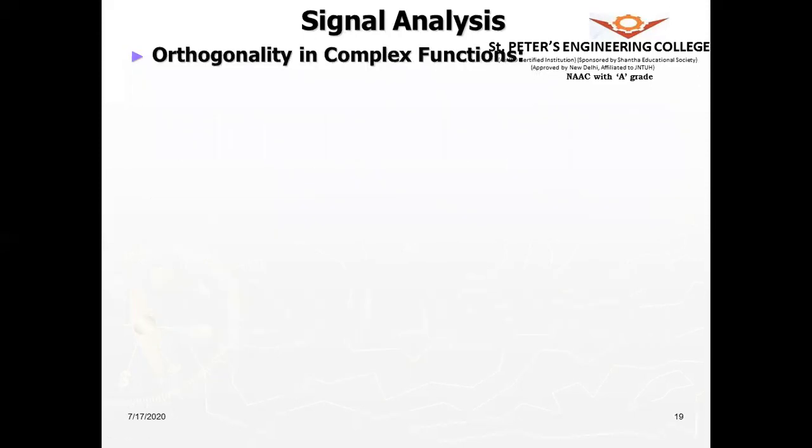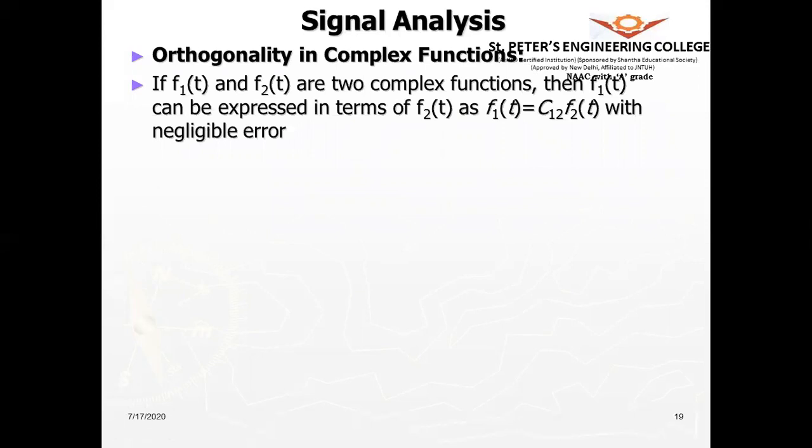Next, the orthogonality in complex functions can also be found. The signals f1 of t and f2 of t are complex functions. Then we can express f1 of t in terms of f2 of t as f1 of t is equal to c12 f2 of t with negligible error. Then c12 can be computed as integral t1 to t2 f1 of t f2 conjugate of t dt divided by integral t1 to t2 mod f2 of t whole square dt.